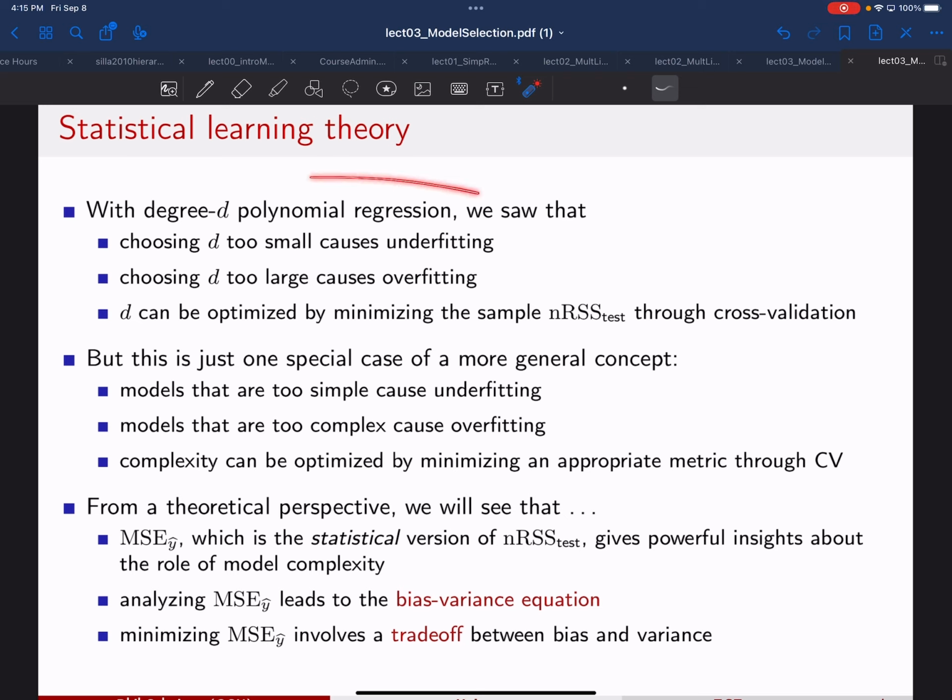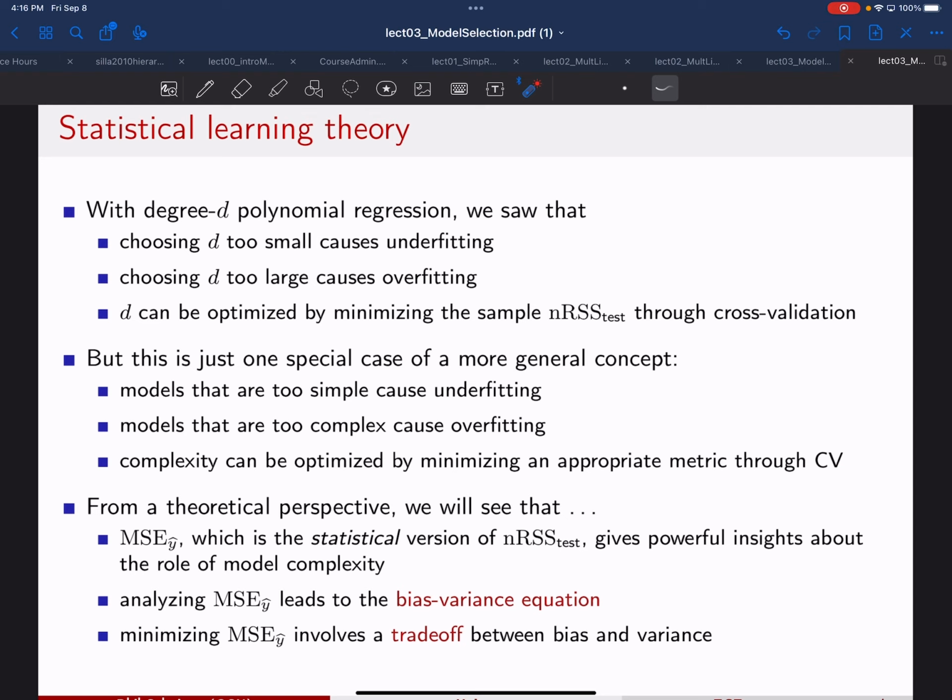But this is really just a special case of what you see in practice, because polynomial regression is just one very special case. So in practice, you always construct a model to do your machine learning, and you have a lot of flexibility in how you construct that model, how simple or complex it is. So basically, we still have the same things happening. If you have a model that's too simple, that causes underfitting. If the model is too complex, that causes overfitting. And we can manage our complexity by minimizing some appropriate metric, which might be RSS or it might not, through cross-validation.